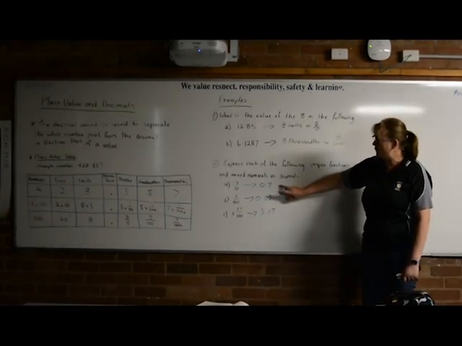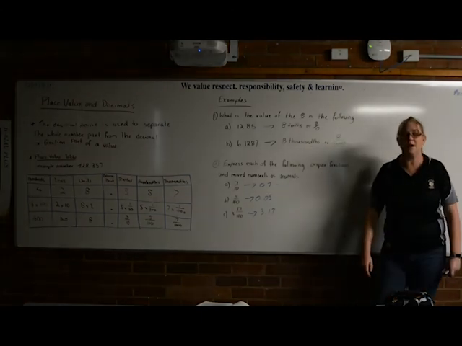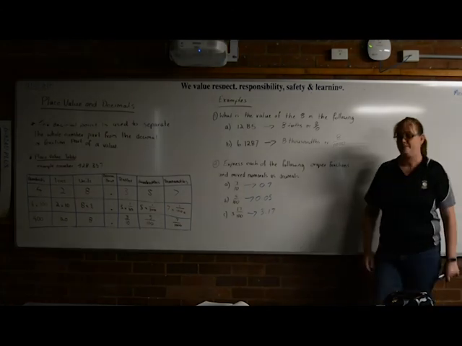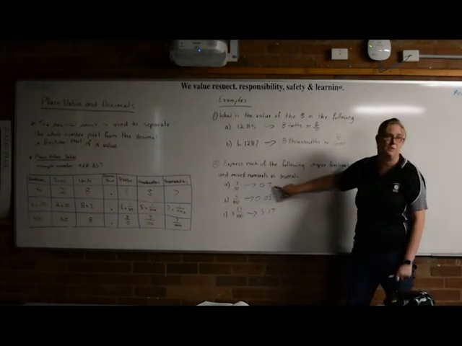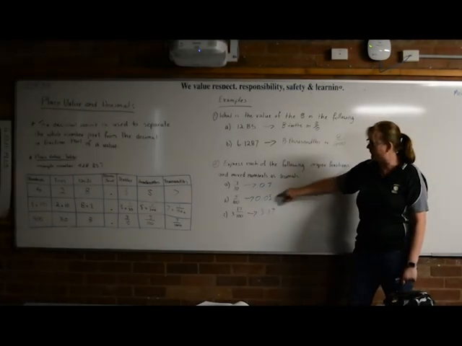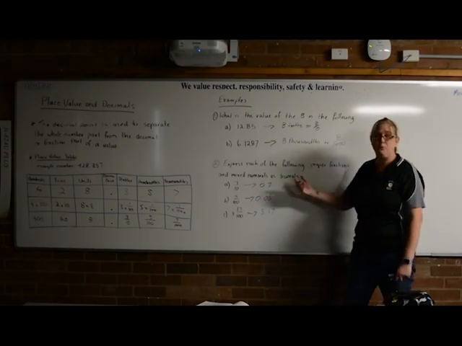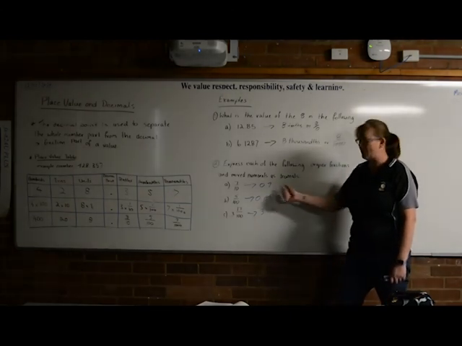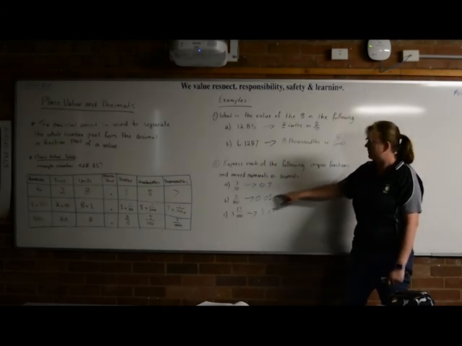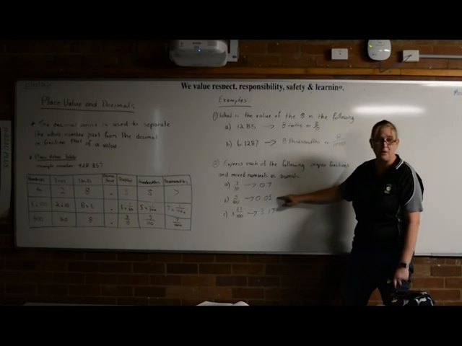Which of these numbers, out of these two, do you think is actually larger? 0.7 is the larger one. It's a little bit different to how we would normally say it. 5 is obviously smaller than 7. 50 would be bigger than 7, but because it's going the other way, 0.7 is bigger than 0.05.